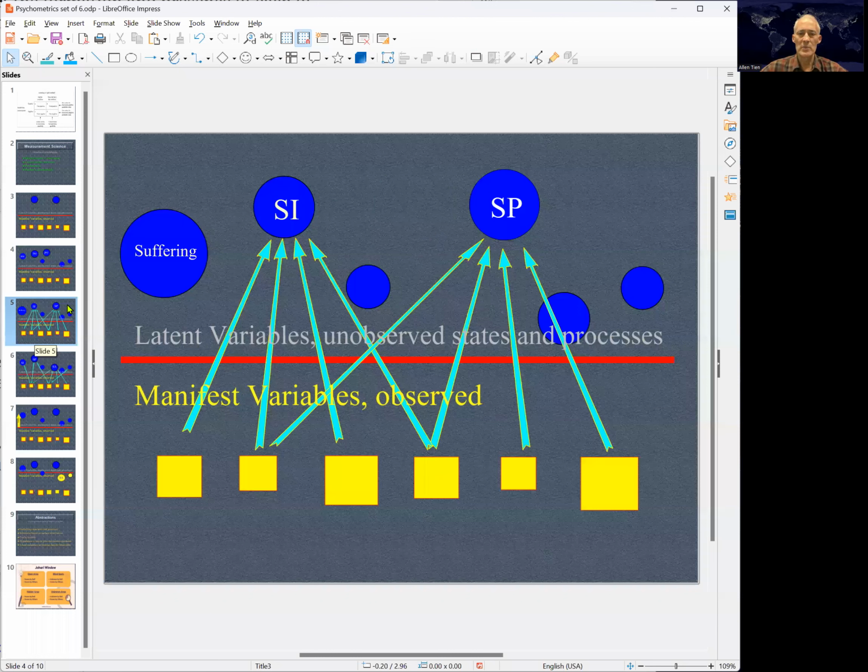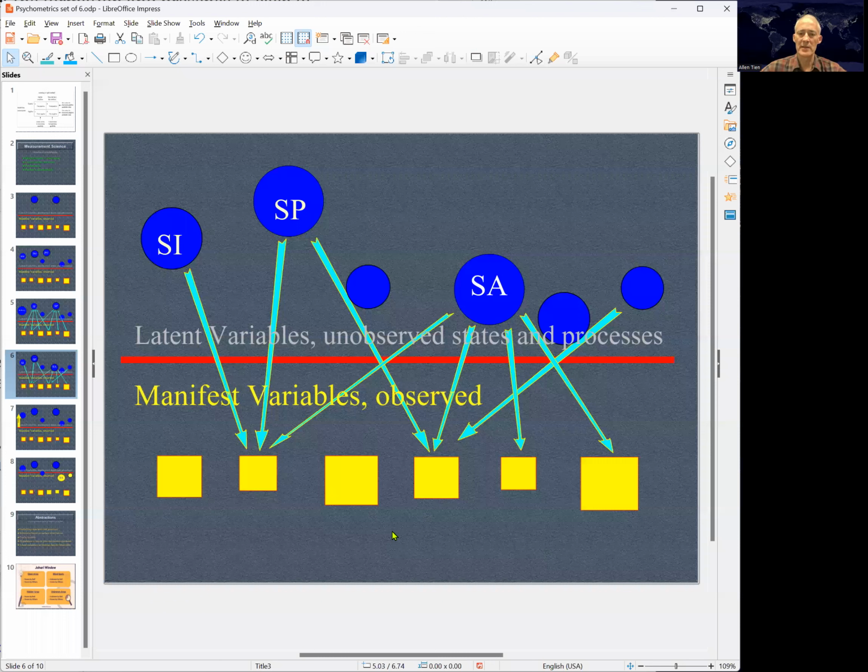The way that measurement science conceptualizes how the manifest variables relate to latent variables is that when we measure the manifest variables, we can infer the presence of an underlying or latent variable, such as suicide ideation or suicide plan. But the way the manifest variables are created is that they are created by underlying unobserved processes, again, suicide ideation, suicide plan formation, suicide attempt, that generates things that we can observe above the surface, or in this case, below the red line.